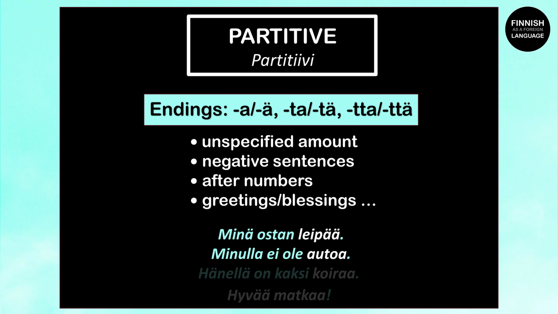Minulla ei ole autoa. Next one, hänellä on 2 koiraa, means he has 2 dogs. Koiraa here is the partitive case of the noun koira, which means dog, and it's standing here in the partitive case because it's following a number. Hänellä on 2 koiraa. He has 2 dogs.